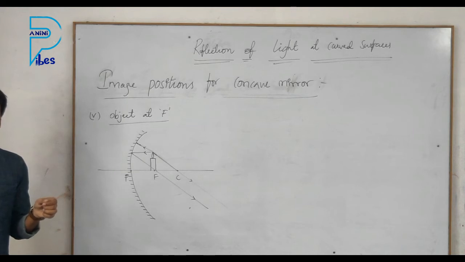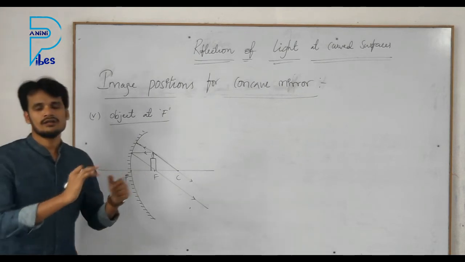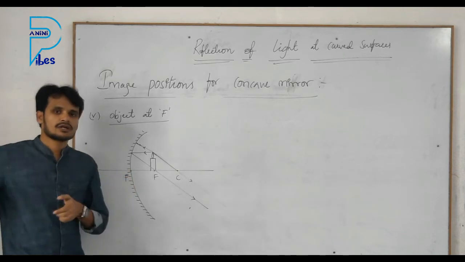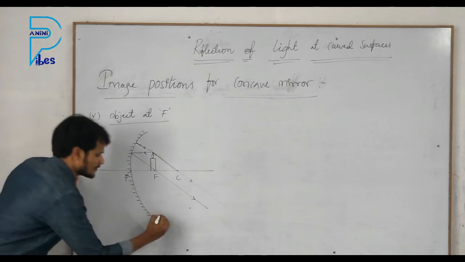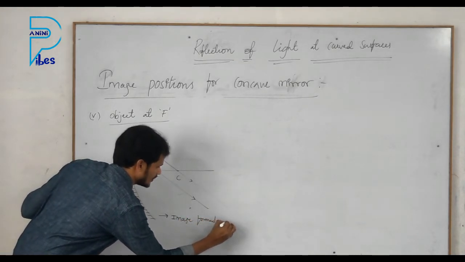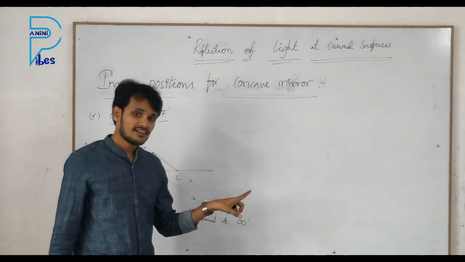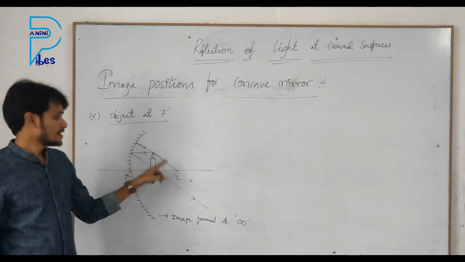While doing this experimentation practically, we'll get the image on the screen. It looks like a highly enlarged image. But textbooks do not mention the characteristics of the image here. They just mention image formed at infinity. But when you do it practically, you will get the image on the screen, though at a very large distance, and it's enlarged. So let's write image formed at infinity. See here, when we place the object at infinity, the image is formed at F. But now the object is placed at F, and the image forms at infinity.